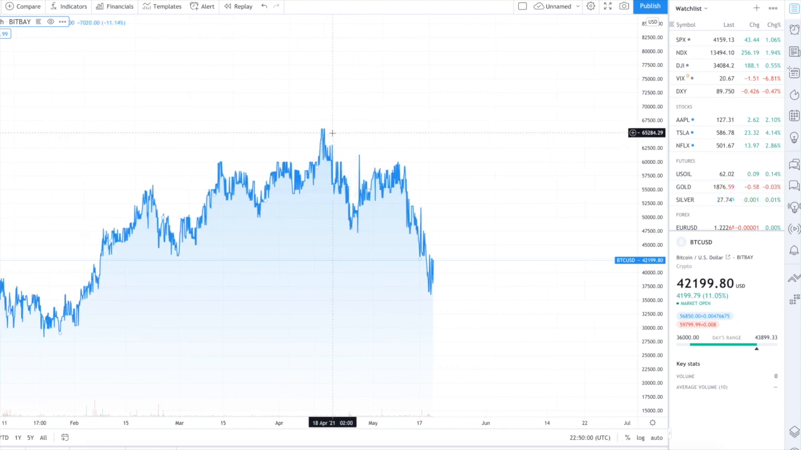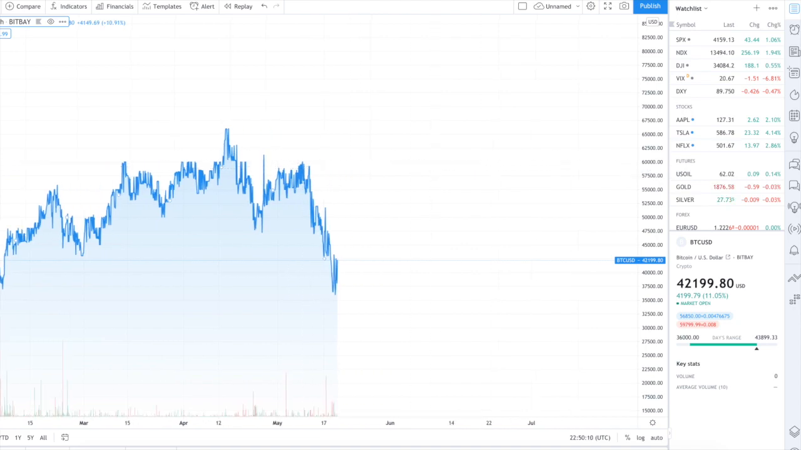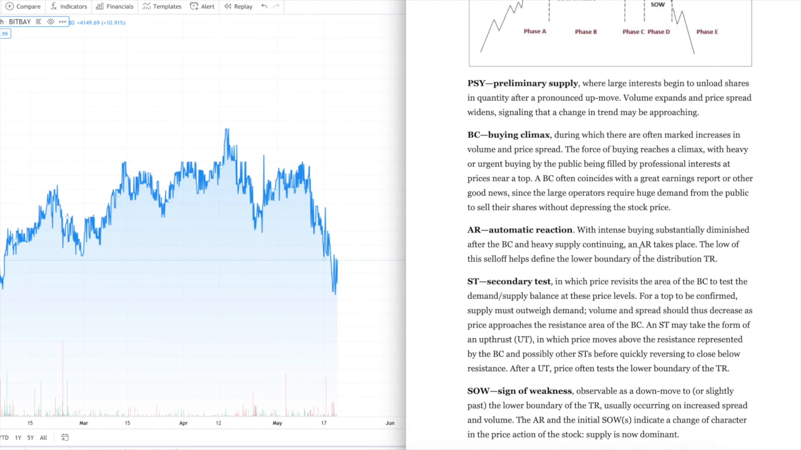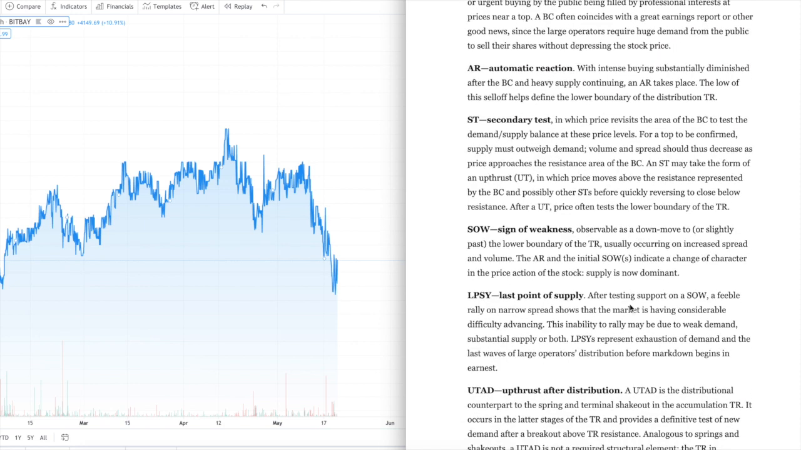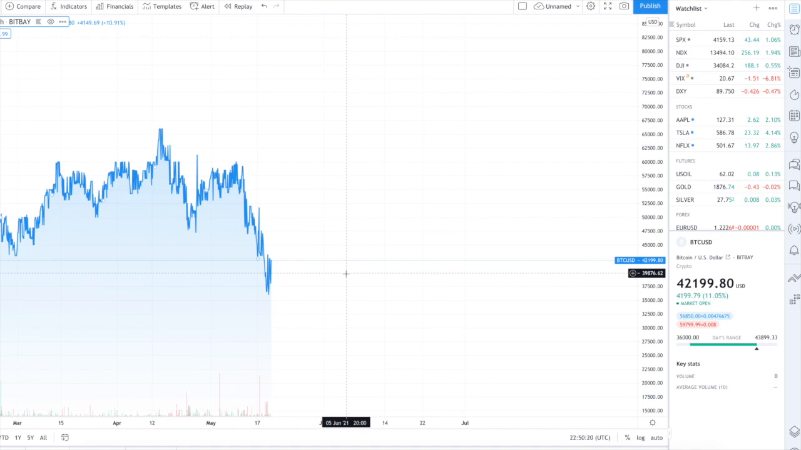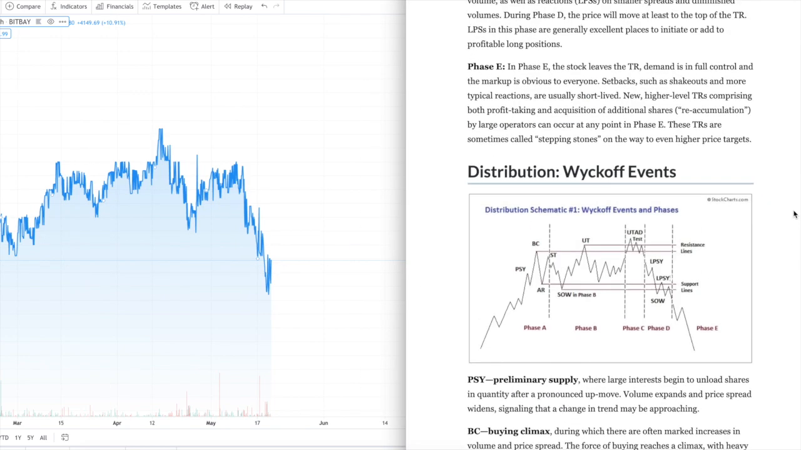But they begin shorting it. So when they short it, they go ahead and buy up their shorts right here, recover them, and then they can accumulate more Bitcoin at this point as well and do the same exact cycle over and over again. So now we're into the LPSY, which is the last point of supply. It shows there's weak demand, so they're like, man, all right, let's flush them out. So the big guys are like, we're going to flush them out.